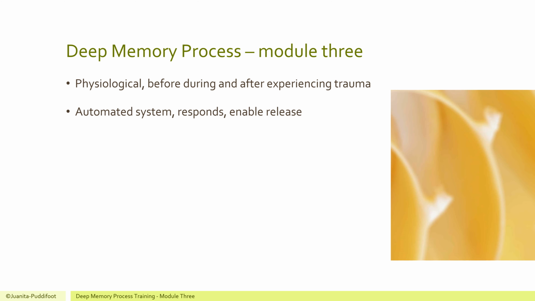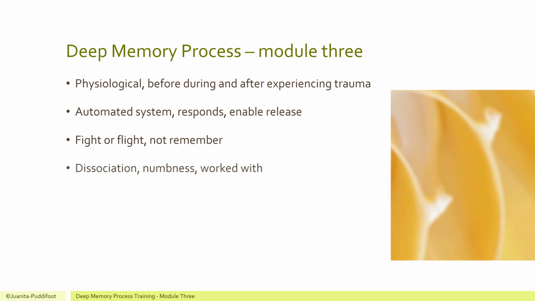release and healing. For example, the fight or flight response outlines why traumatized people may not remember things about an upsetting event. There could be dissociation, fragmentation, the suppression of emotions, and shutting down of physical sensations, which leads to numbness. They may be experiencing fear, panic, terror, and hysteria, all of which need to be worked with and transformed in a DMP session.